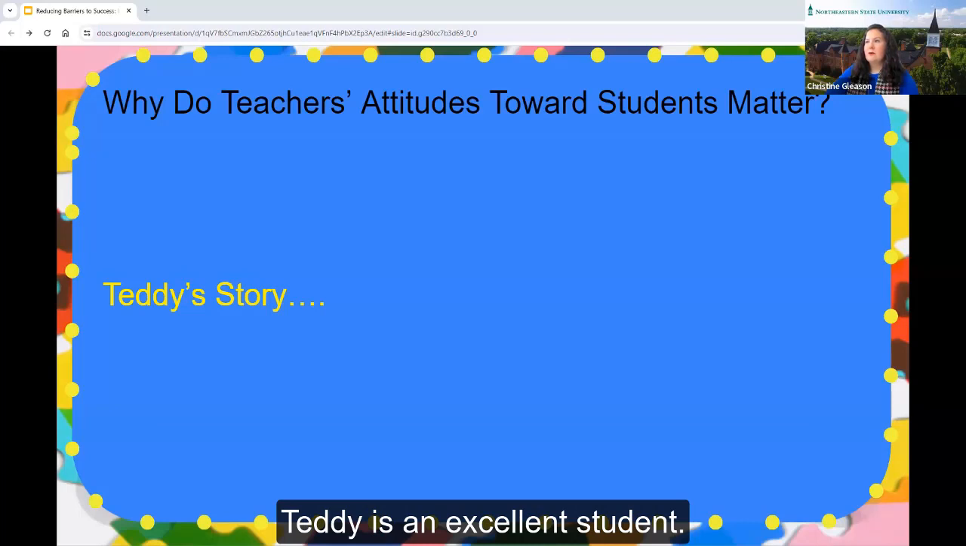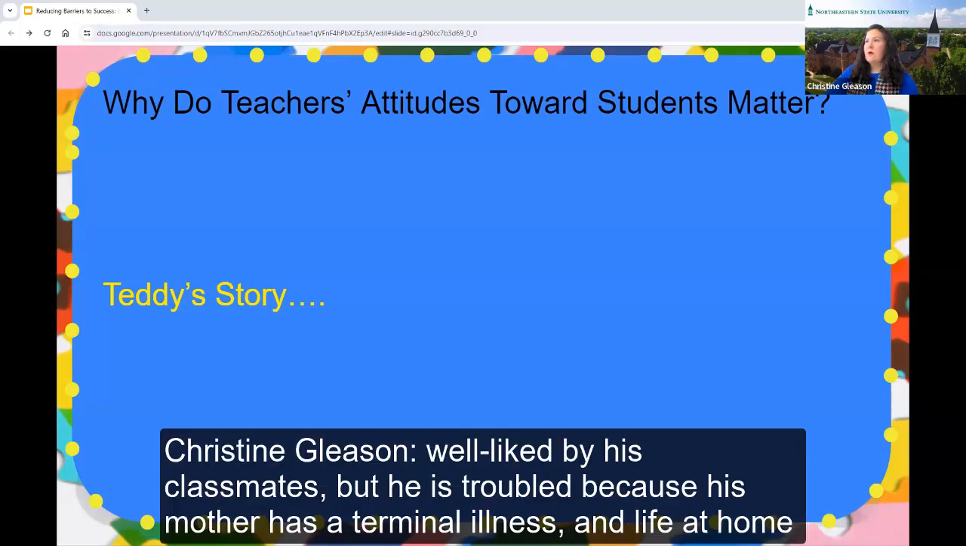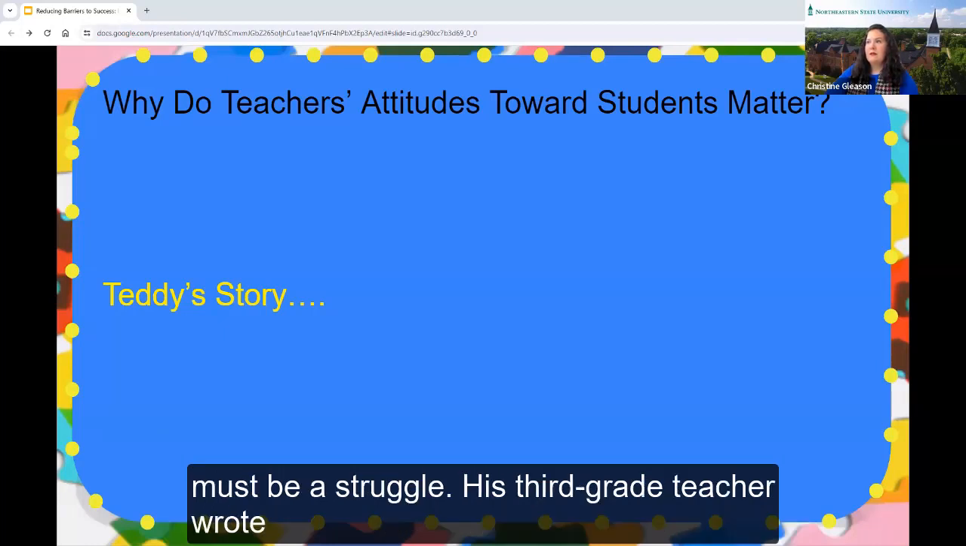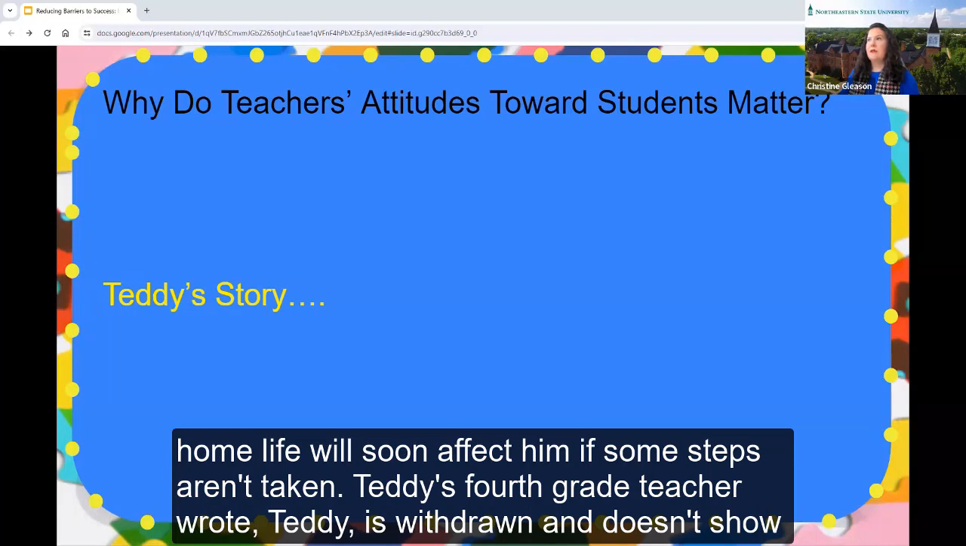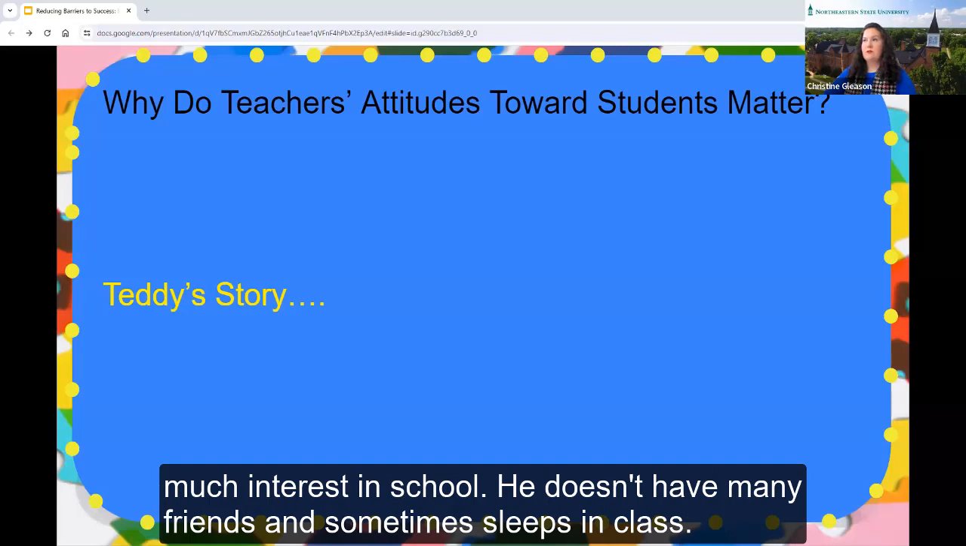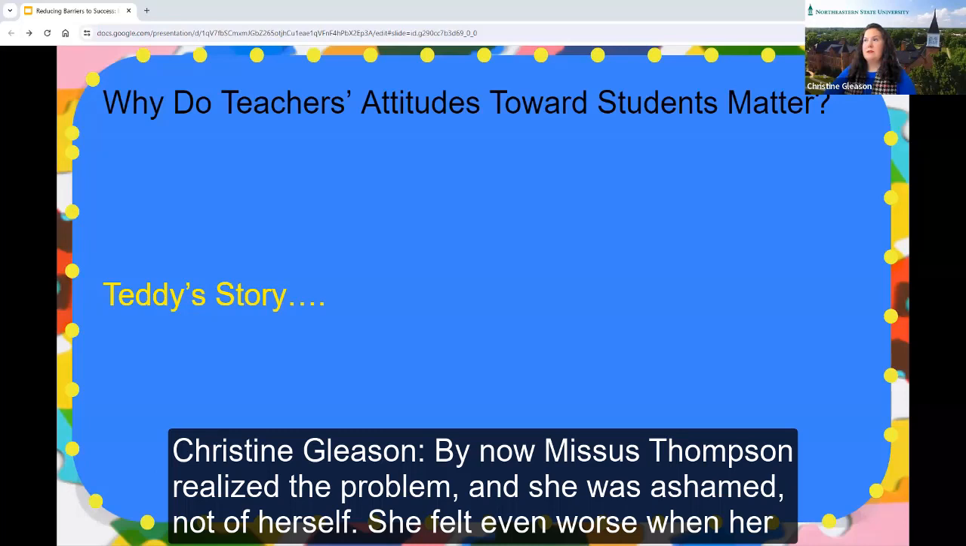His second grade teacher wrote, "Teddy is an excellent student, well-liked by his classmates, but he is troubled because his mother has a terminal illness and life at home must be a struggle." His third grade teacher wrote, "His mother's death must have been hard on him. He tries to do his best, but his father doesn't show much interest, and his home life will soon affect him if some steps aren't taken." Teddy's fourth grade teacher wrote, "Teddy is withdrawn and doesn't show much interest in school. He doesn't have many friends and sometimes sleeps in class." By now, Mrs. Thompson realized the problem, and she was ashamed of herself.